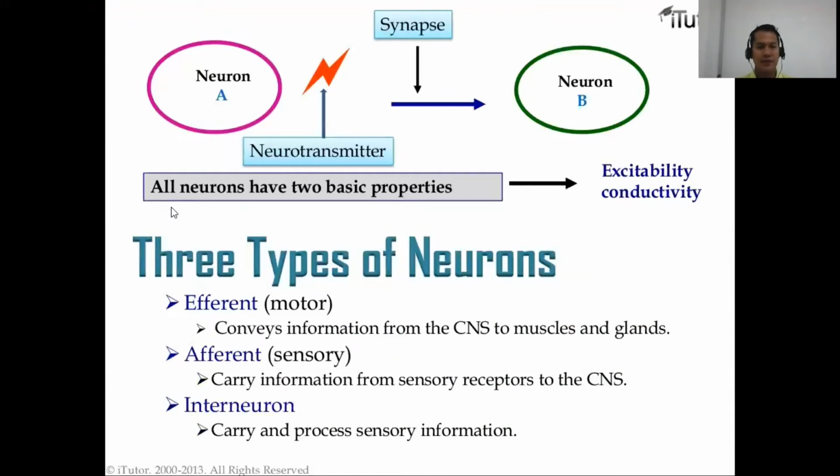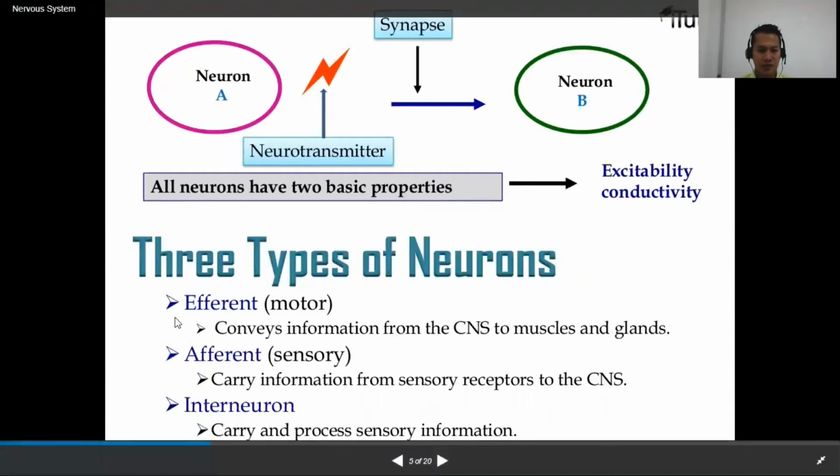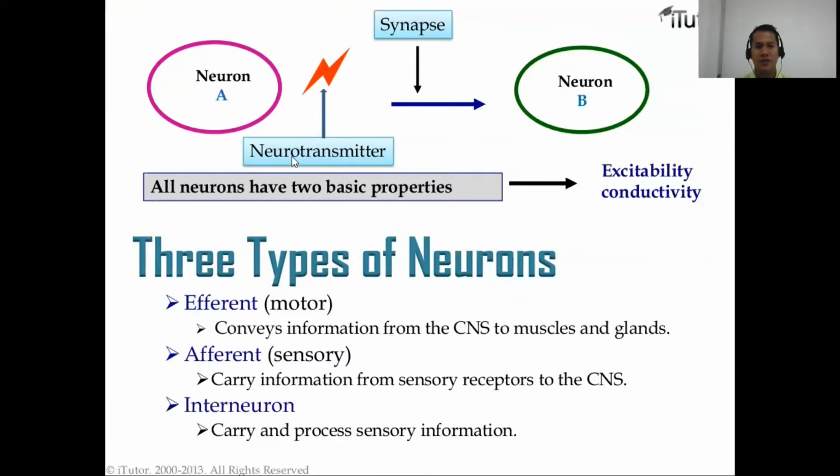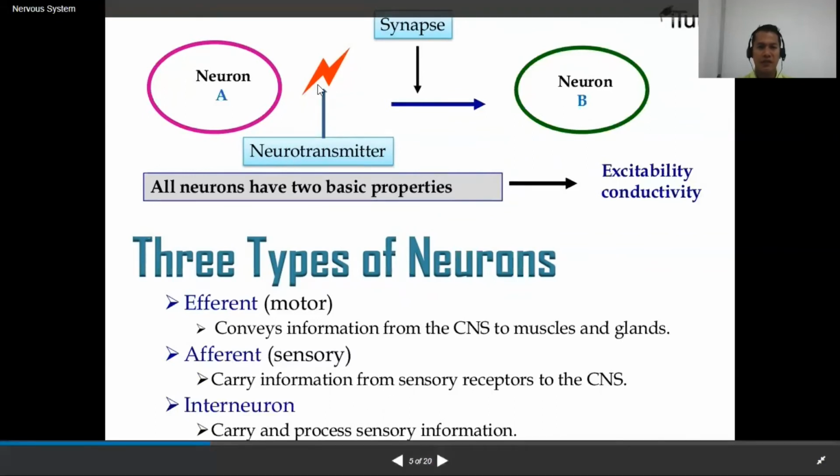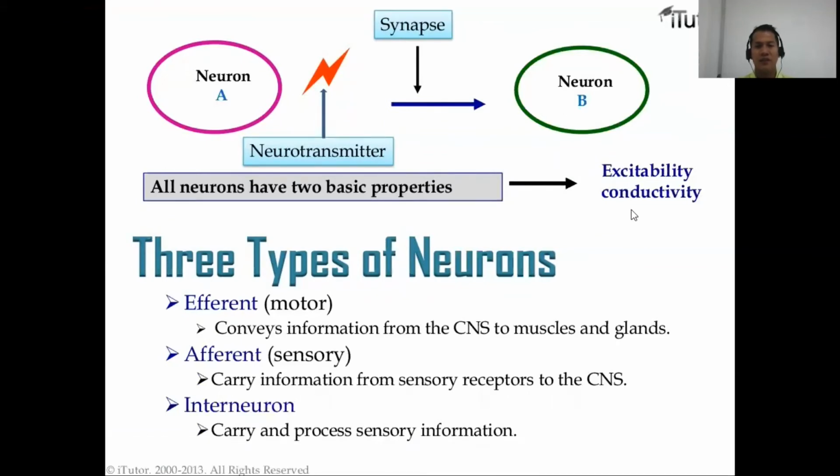There are three types of neurons: the efferent neuron, afferent, and interneuron. Basically, from neuron A to neuron B, this is what's going on. They are guided by the neurotransmitter. Okay, and there's a synapse. Basically, the two properties are excitability and conductivity. What does that mean? I will show you in the video later on.